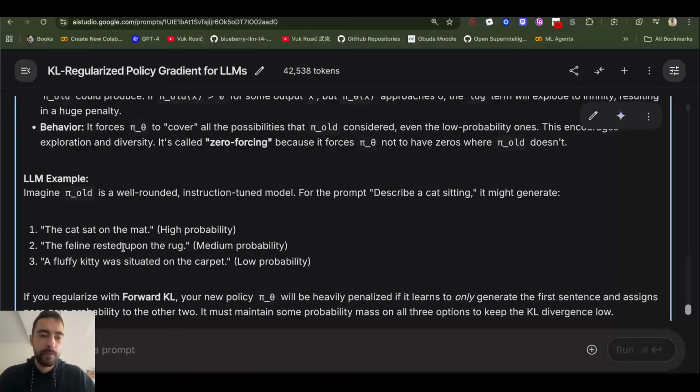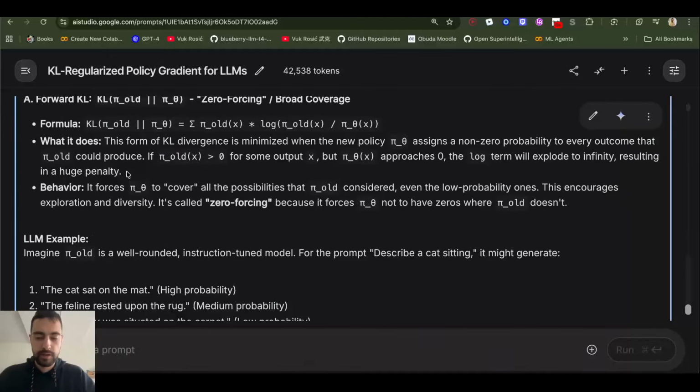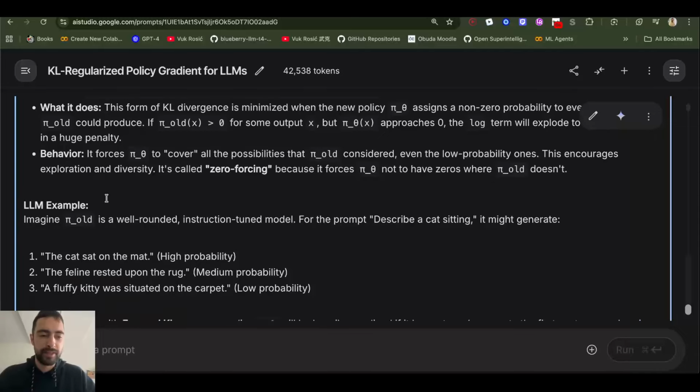For example, if you have some prompt and it can generate 3 possible answers, or more, but let's say these 3 examples. In the old policy and the new policy, you also want it to be able to generate multiple different examples. You don't want it to put a very high probability on the first example and then 0 probability on one or two of the others. So you want to preserve the probabilities and the possible answers generated, and you can do it this way.